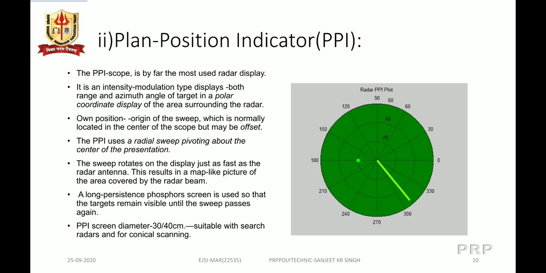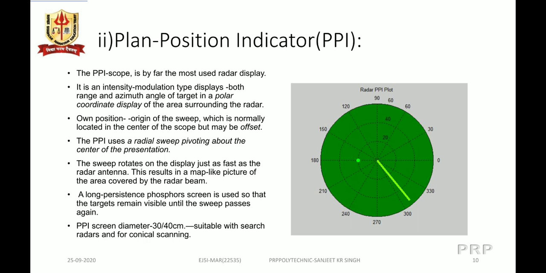The second type is the plan position indicator, or PPI. The PPI scope is by far the most used radar display. It is an intensity modulation type display, where both the range and azimuth angle of the target, the direction of the target, are shown in a polar coordinate display of the area surrounding the radar. Its own position is indicated by the origin of the sweep, or center, which is normally located at the center of the scope, but may be offset also.